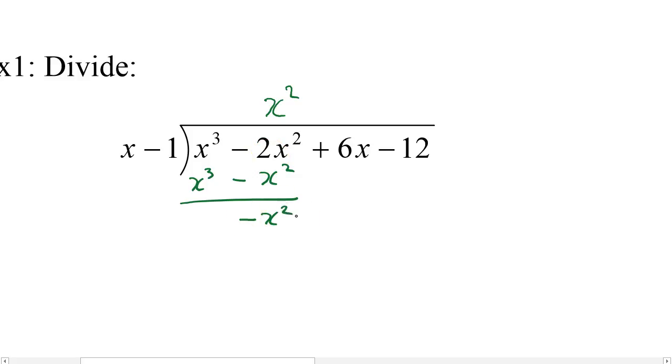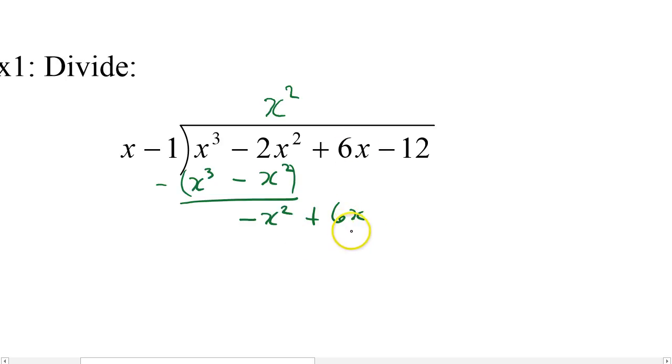There's different ways. Some people might want to put parentheses around there and put a minus just to remind themselves, or whatever works for you. Just remember that we're going minus 2x squared minus a negative x squared. So we're taking away a negative, so we're actually adding. So it looks simple, but you've got to pay attention to those positives and negatives.